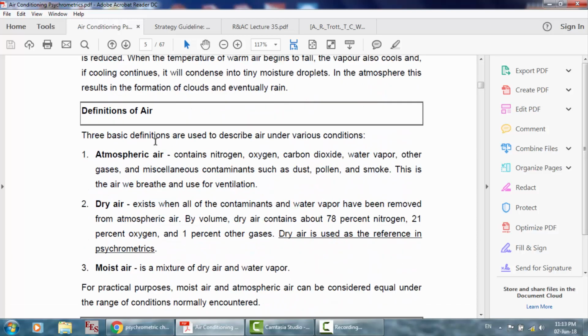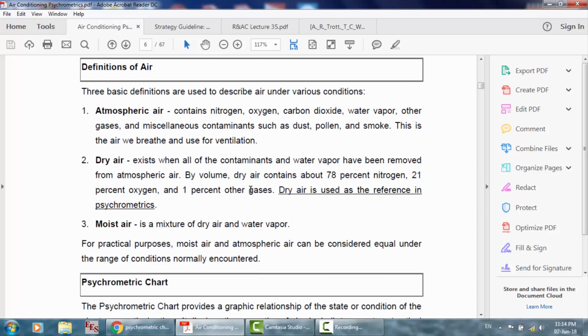We have here the psychrometry definitions of the air. The basic definitions are used to describe air under various conditions. So the atmospheric air contains nitrogen, oxygen, carbon dioxide, water vapor, other gases, and miscellaneous contaminants such as dust, pollen, and smoke. This is the air we breathe and use for ventilation.